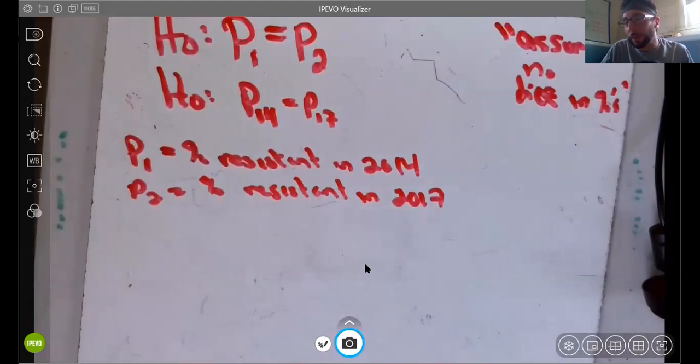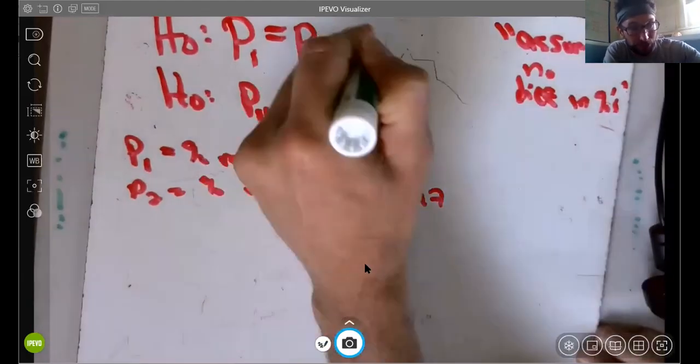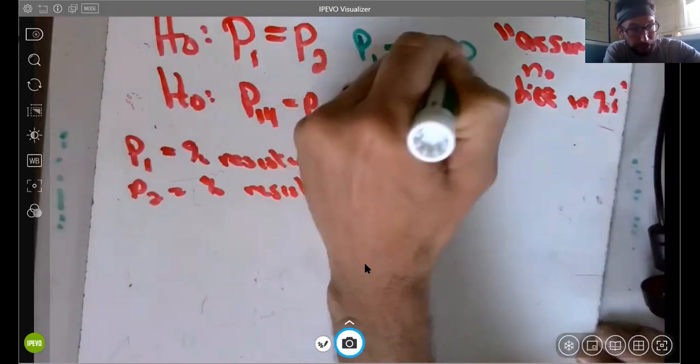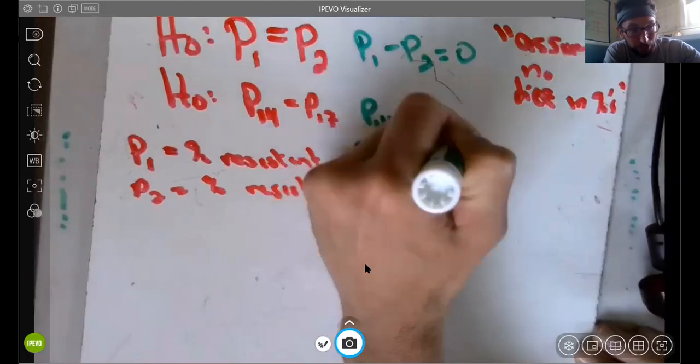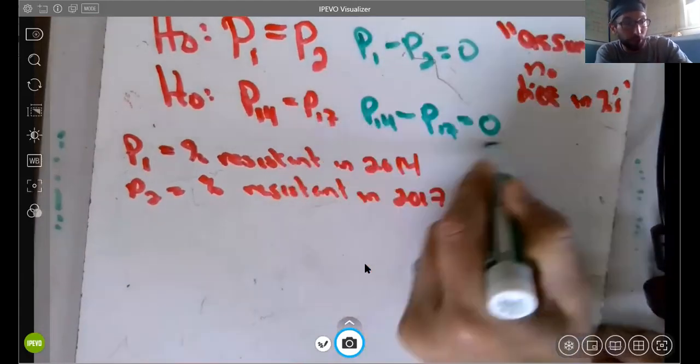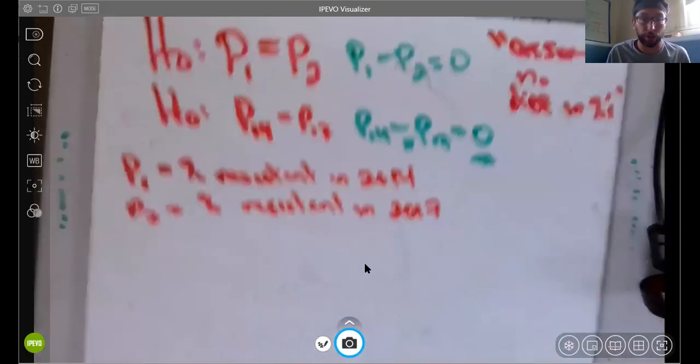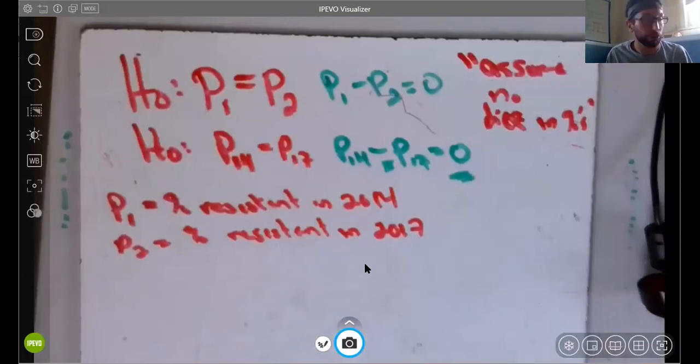Another way we could write the null if we want to, right? We could actually write this as a difference. So we could say P1 minus P2 equals 0, or we could say P14 minus P17 equals 0, right? We're literally saying there's no difference in our two proportions. So you can write it the red way or the green way. You do what works for you.